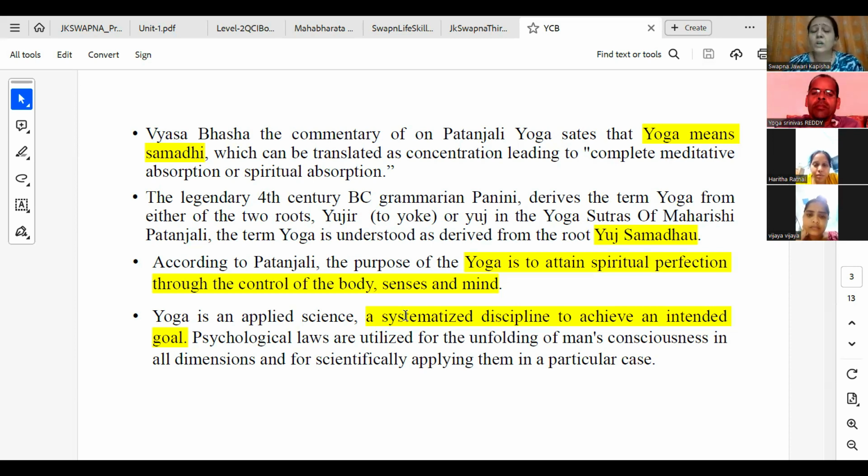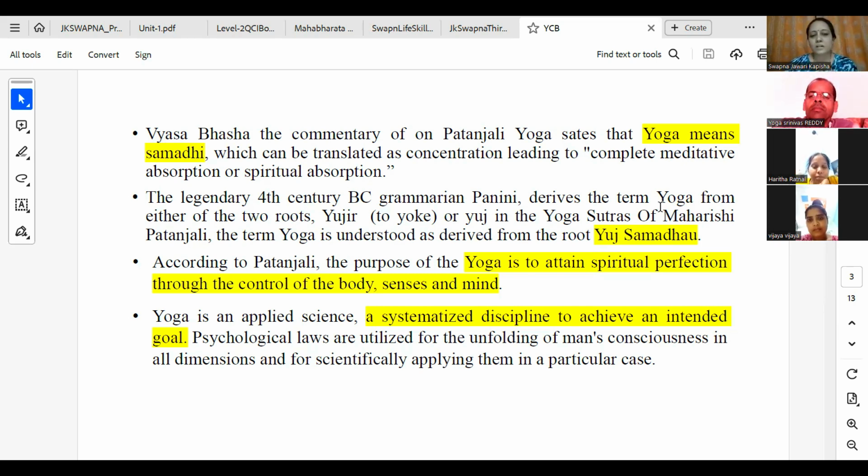He says that yoga has arrived from a root verb known as yujir. In the last slide we said yuj. Here we are saying yujir. Yujir or yuj in the Yoga Sutras means to join. So Panini said that it is derived from the root word yuj samadhau. So who has defined yoga as yuj samadhau? That is nothing but Panini Maharshi.